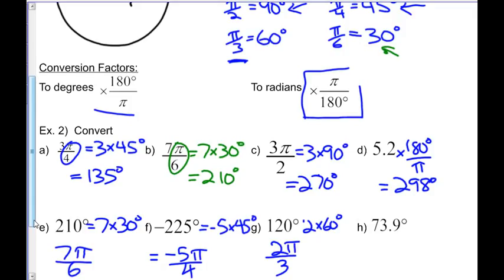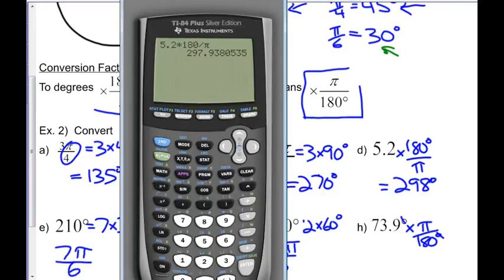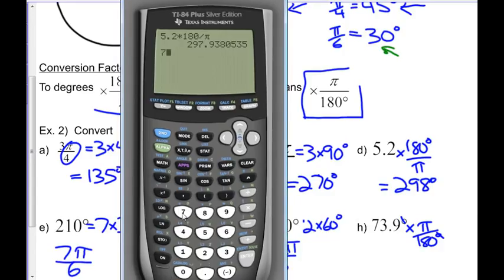Lastly, 73.9, we don't have a special angle that goes with that, so we'll just have to times by pi over 180 degrees. And you know which way to flip it because you want those degrees to divide out. Okay, let's go to the calculator. 73.9 times pi and divided by 180 is 1.29 radians.